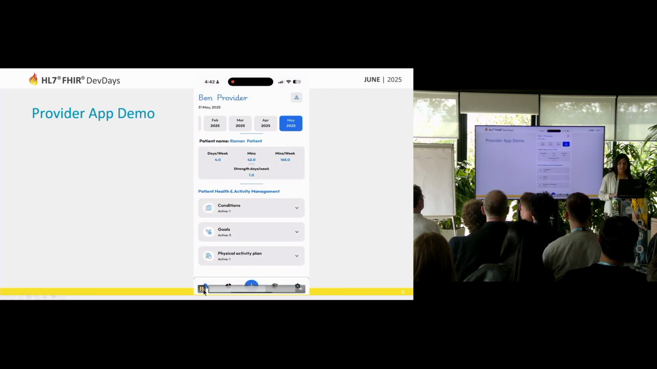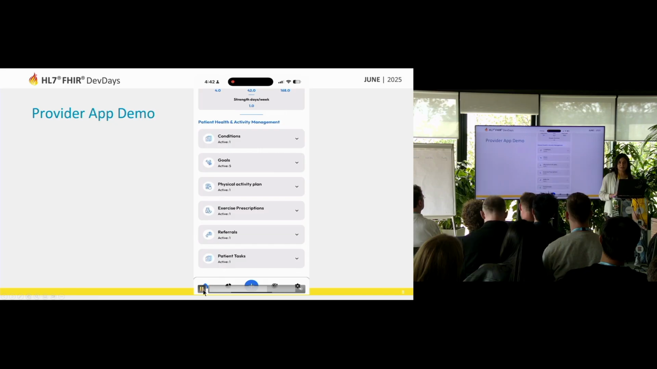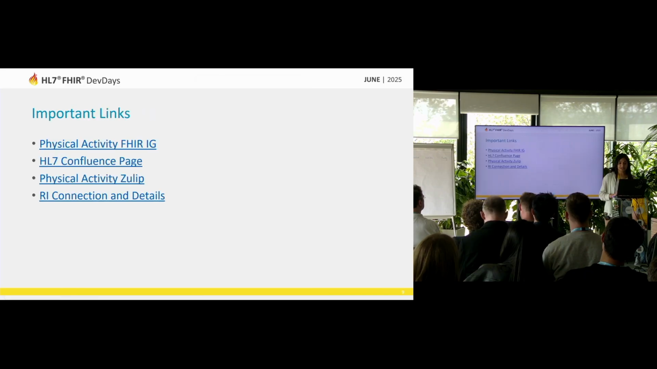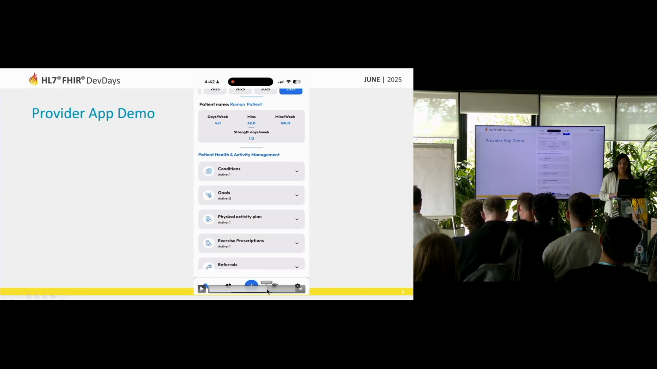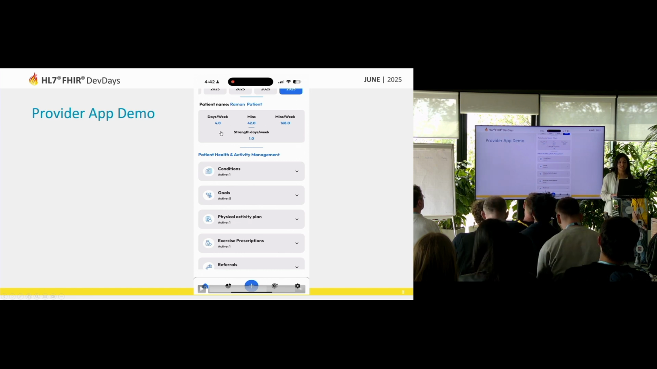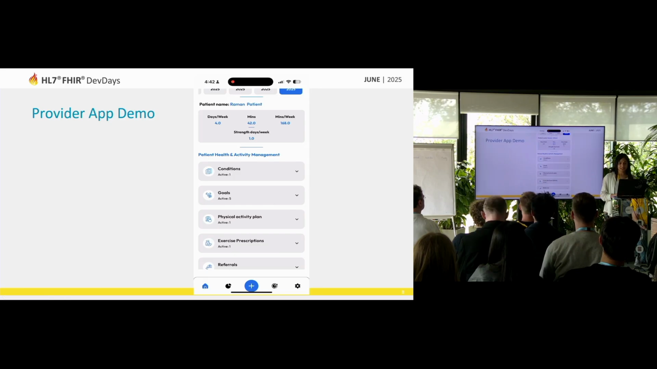So this is the patient I've selected. I want to review how this person is doing on their physical activity data. Same thing, you can see these are the main KPI measures I was talking about. So these are the 4 KPI measures. This person has exercised for 4 days per week, for 42 minutes. On average, 168 minutes per week this person has exercised, and 1 strength day for that week.